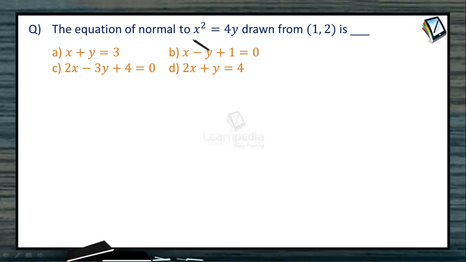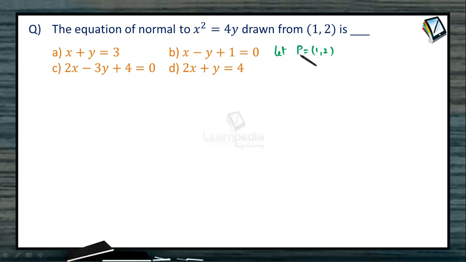So what is given to us is a point outside the curve, and we need to get the equation of the normal drawn from this external point to the curve x squared equals 4y. So be careful, standard procedures don't work. Let us assume the point P to be (1, 2).